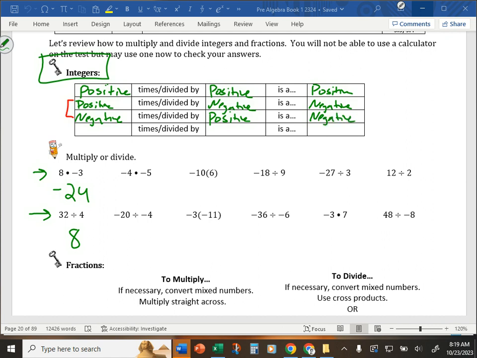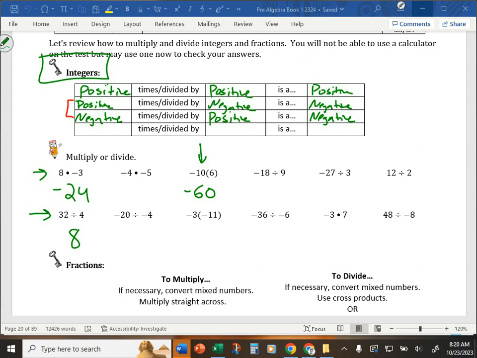Okay, so here it was 8 times negative 3. The next example we have here, negative 10 times 6. Remember, just parentheses mean that you are multiplying, right? But what's 10 times 6? 60. So negative 10 times 6, negative 60, right? Doesn't matter if the sign comes first or second. If it's a positive times a negative or negative times a positive, it's going to be a negative value. Okay?